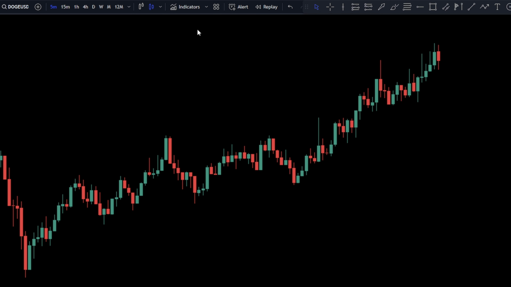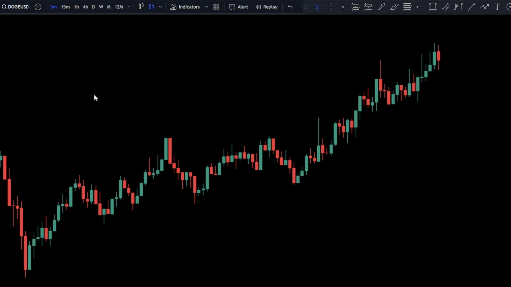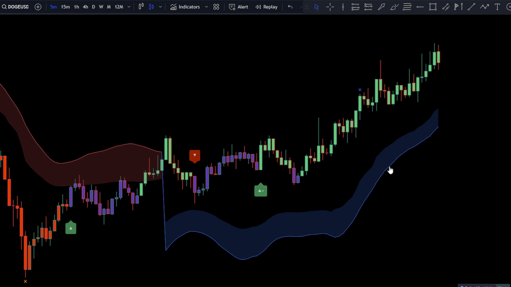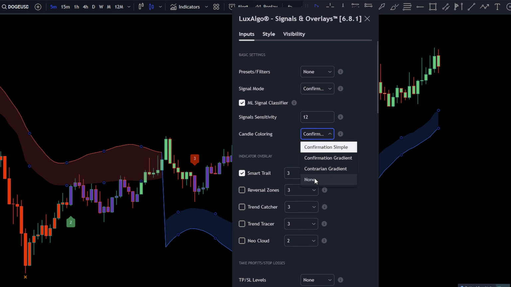To apply the indicators on your chart, log into your TradingView account and open any market. Open the indicators and first search for LuxAlgo Signals and Overlays and click to add it to your chart. Alright, now let's adjust the settings of our indicator. For the signal mode, we want to use confirmation and exits. Next, we're going to enable the ML signal classifier, and then we want to set the candle coloring to none, and then we want to disable the smart trail overlay.